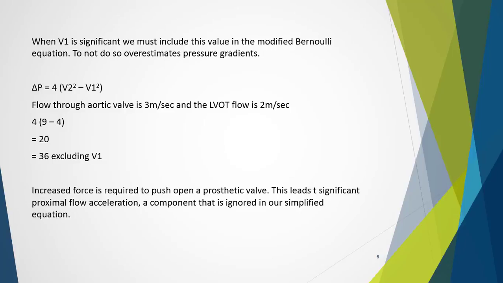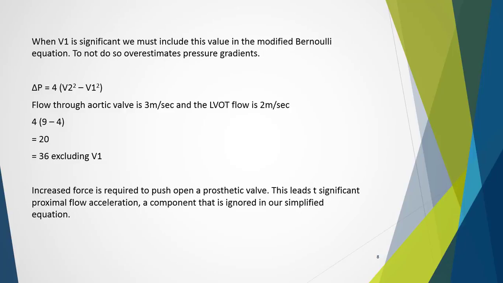Another example may be where blood is leaving the heart and going into the aorta. The blood flow in the LVOT may be significant in relation to the flow through the aortic valve. In this example here, we have a flow through the aorta of 3 meters per second and flow through the LVOT of 2 meters per second.